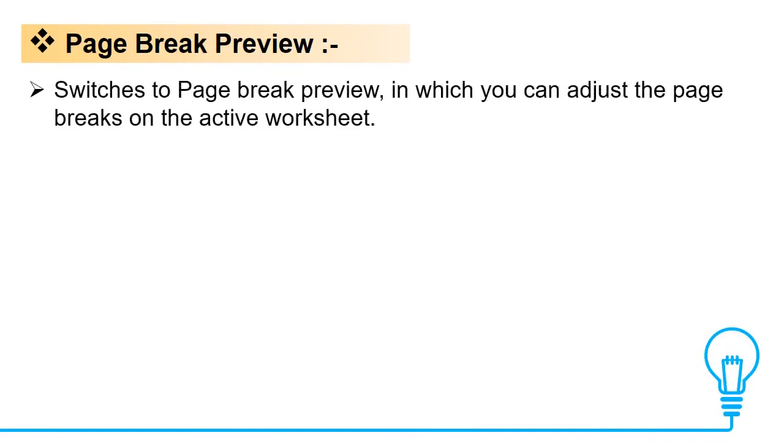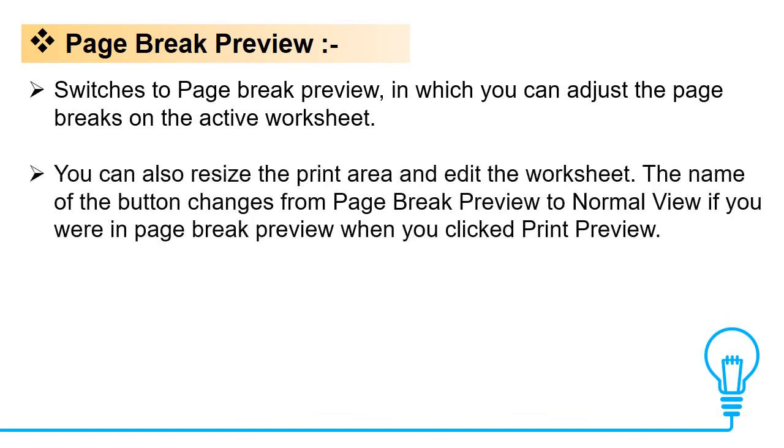Page break view switches to page break preview, in which you can adjust the page breaks on the active worksheet. You can also resize the print area and edit the worksheet. The name of the button changes from Page Break Preview to Normal View if you were in Page Break Preview when you click the Print Preview.